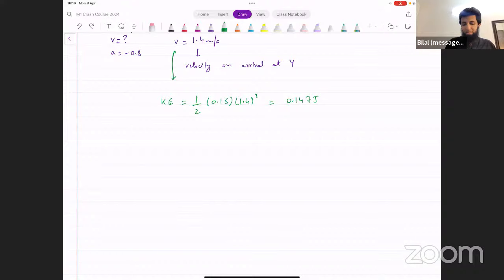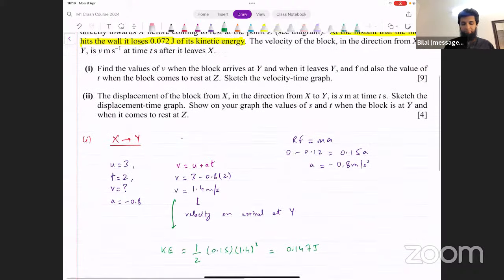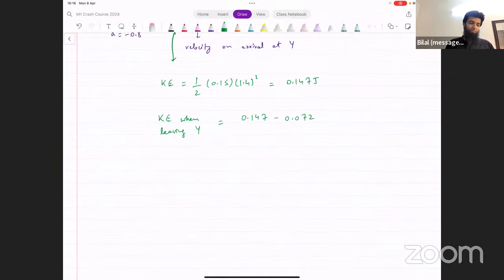So what's the kinetic energy when leaving y? Initial kinetic energy was 0.147, and it loses 0.072 from that. And that gives us 0.075. 0.075 joules. This is the kinetic energy when the block leaves y.